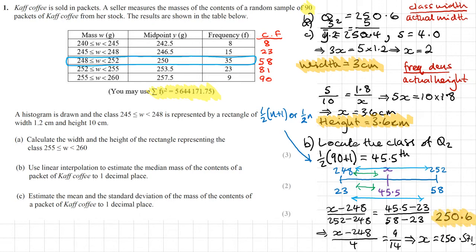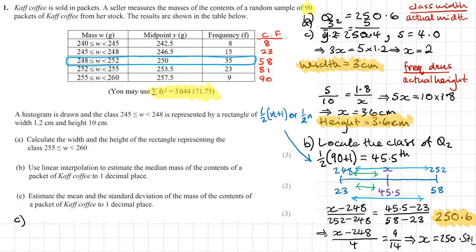250.6 rounded to one decimal place. Now if you used half n instead to locate your median, this would have been 45. All of this calculation would have given you 22 over 35, so slightly different, and your answer rounded to one decimal place would have been 250.5 instead of 250.6. The mark scheme allows you to use either half n plus 1 or half n. I just use half n plus 1, just personal preference.